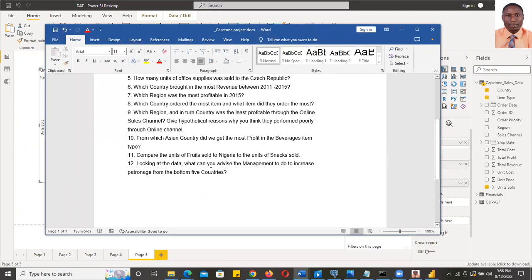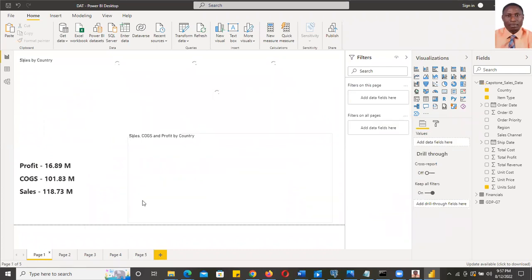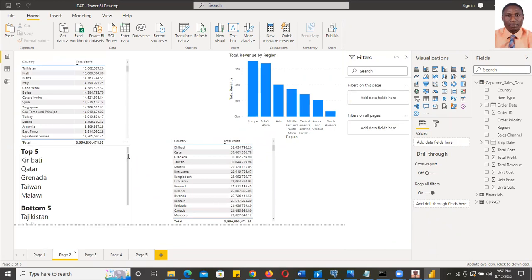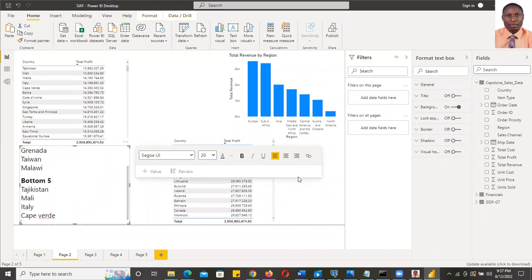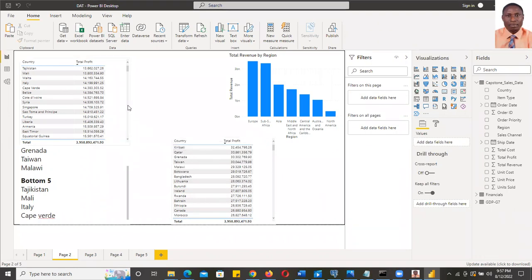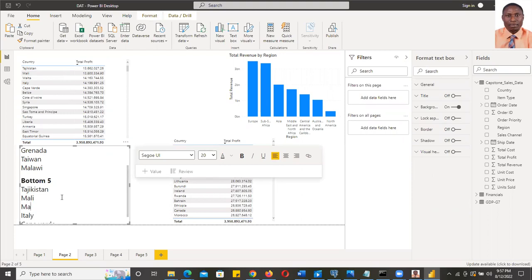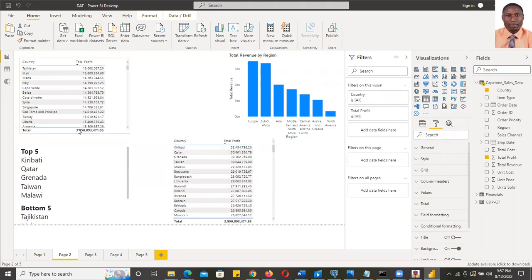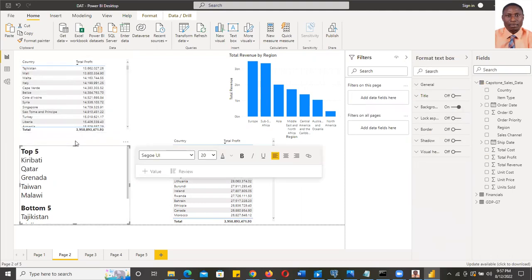Now, question 12 says, looking at the data, what can you advise the management to do to increase patronage from the bottom five countries? There are some countries where they're not making so much, the least, like Tajikistan, Mali, Italy, Cape Verde, and Malta. So what is our advice for the management? What do we think we can tell the management to do to increase the sales in this region?